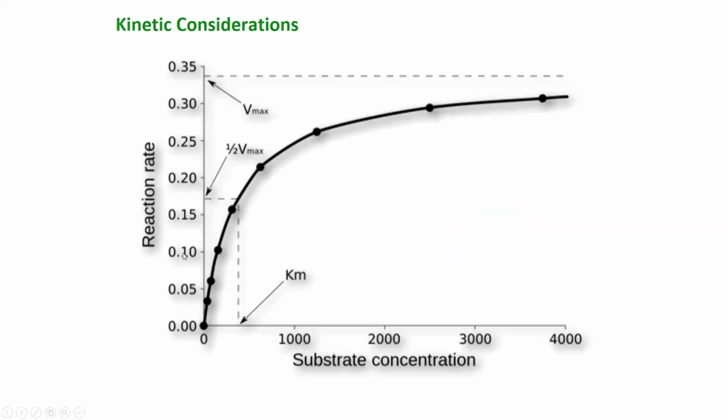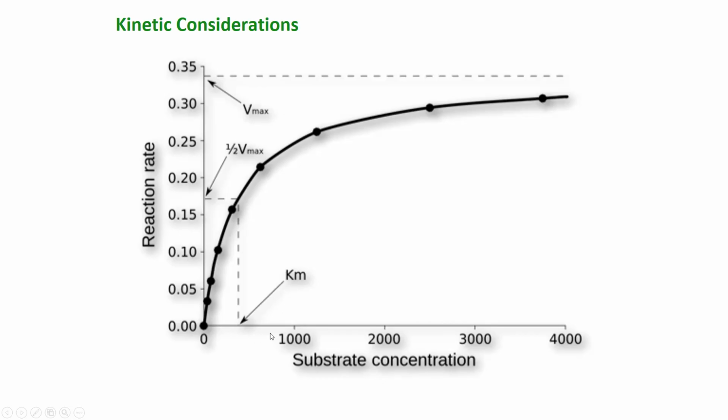That's what we see here. That's the reaction rate, how fast the reaction is going. That's the substrate concentration. In the beginning, the more substrate concentration you add, the faster the reaction goes until you reach a point like here. Now it doesn't matter how much substrate you add, the speed is not going to go up, it's going to level off because all the shuttle buses are full.